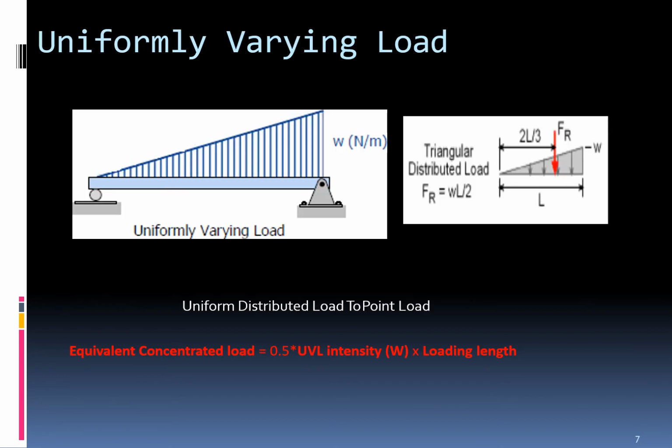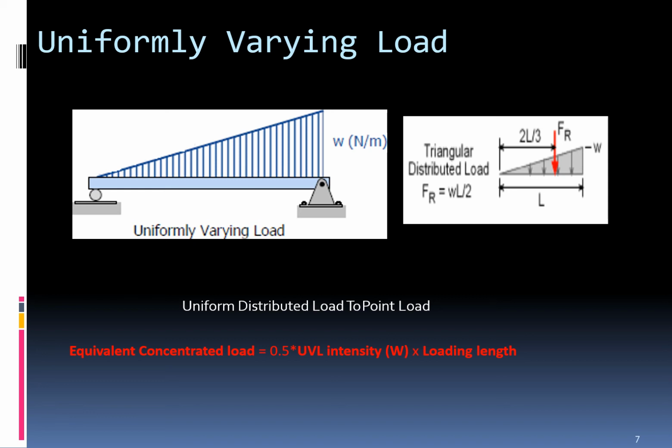UVL, that is uniformly varying load, is also called as triangular load. In this type of loading, the magnitude is 0 at one end of the span and increases constantly till the second end of the span. In the figure we have shown a uniformly varying load. For example, a brick wall, if it is constructed on a beam which is carrying a slopy roof, would be an example for uniformly varying load.